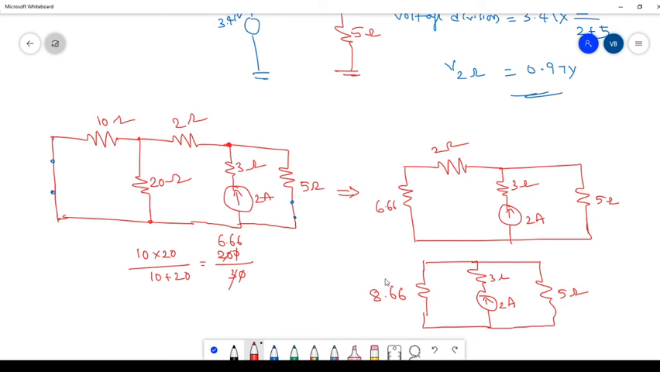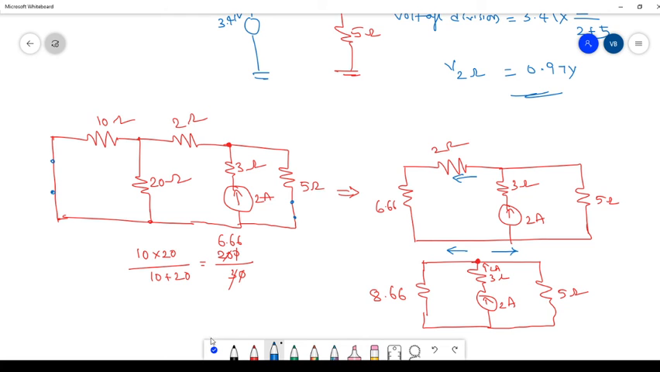So now we need to calculate. How are we going to calculate? Here, what is the current? From here I am going to get 2 amperes. That current will be divided in these two directions, in this direction as well as in this direction. We need to calculate the current across this one, the 2 ohms, nothing but the current in this direction.